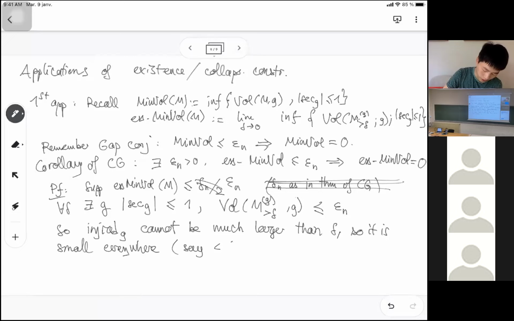Say smaller than the delta n of Cheeger-Gromov. So that means that if your essential minimum volume was very small, then your manifold carries an F structure by Cheeger-Gromov. And now you apply the converse of this theorem of Cheeger-Gromov, and you say that now that you have an F structure of positive rank, you apply the collapsing construction, and you get a family of metrics collapsing. That exactly means that the essential minimum volume is 0.